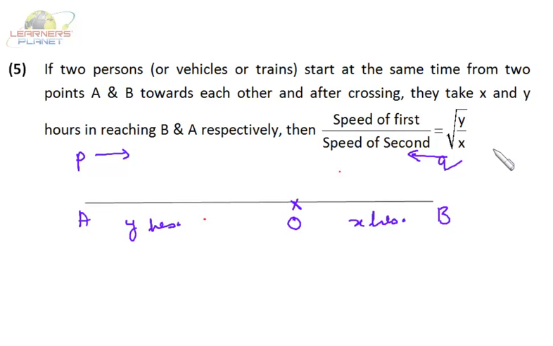Now, since they are starting at the same time, we assume that they are meeting after t hours. Also, we assume the speed of P is V1 and the speed of Q is V2. And since they are meeting after t hours, with this speed, P must be covering V1t kilometers and Q must be covering V2t kilometers.